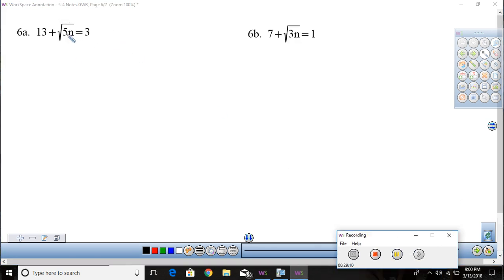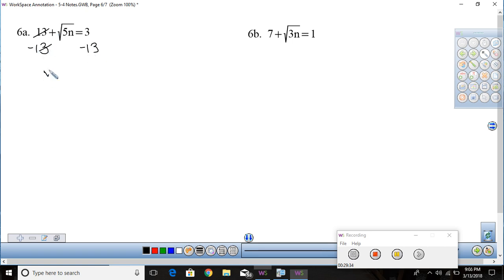All right, so just a couple more. I've got 13 on the outside of the root on this side, and then you've got the square root, and then no roots on this side. So the first thing you need to do is take care of the stuff on the outside, because you want to get this root by itself. So I'm going to subtract the 13.